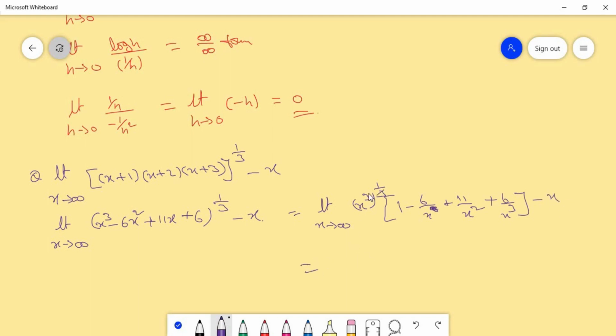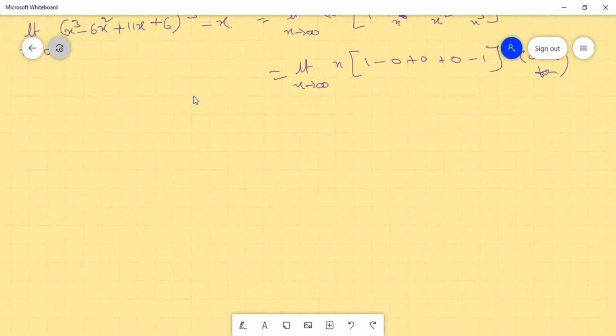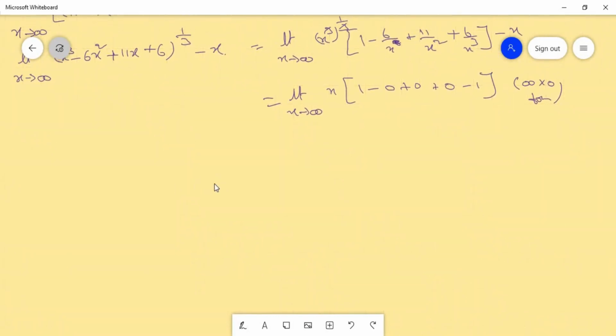Now these cancel. Take x outside. 1 plus 0 plus 0 plus 0 minus 1. Minus 1 plus 1 cancel. Infinity into 0 form we get here. Infinity into 0 form. Then what to do? So here, when we get infinity into 0 form, take any one value to the denominator.